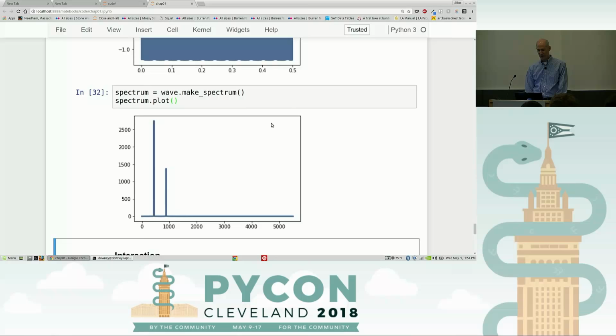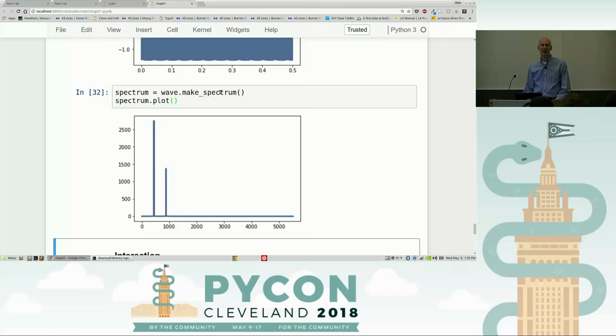To compute the spectrum, I've got a method that's called make spectrum. I'm going to unwrap that in a minute, and I'll show you how it does what it does. But for now, it's magic. It just takes a wave and computes the corresponding spectrum. And what you see is that that wave contains two frequency components. I've got one spike that's at 440 hertz, another spike that's at 880 hertz. And the heights of those lines are the amplitudes of those two frequency components.